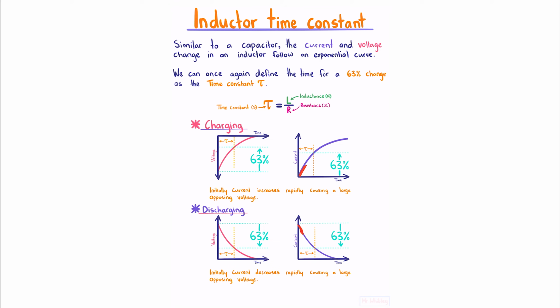Important to note that the voltage for our charging case and the voltage for our discharging case are in opposite directions. That's because initially we have a positive change in current, and because the back EMF is always in opposition to this change, our back EMF is negative. Whereas when we're discharging, we have a negative change in current, and so to oppose that, our opposing voltage is positive.